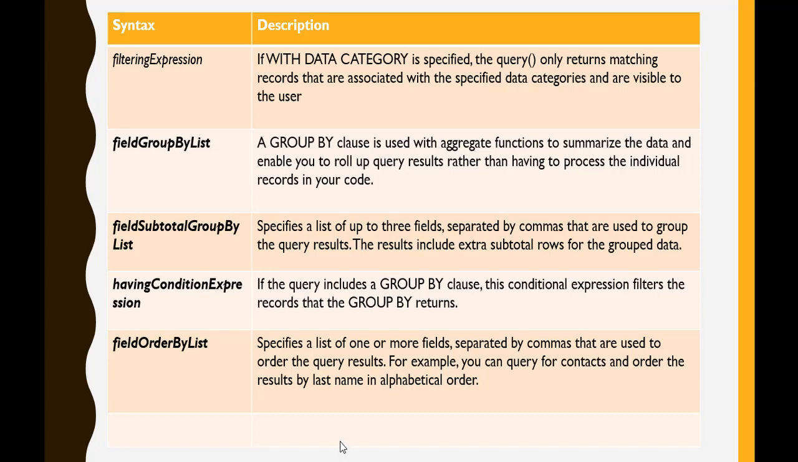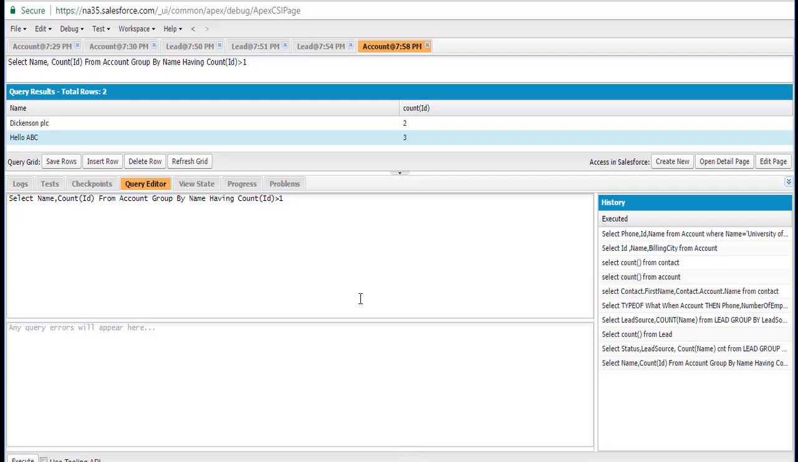Let's take an example. Let's go back to our developer console, and here let's take an example of ORDER BY. Let's say we select the ID, the last name and the first name, from the Contact object. ORDER BY the last name. And if the last name is the same and we want to see which one should come first, then the first name will be taken into account. So we are going to order these records by the last name. Let's execute it.